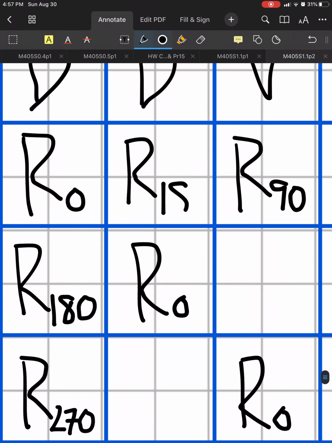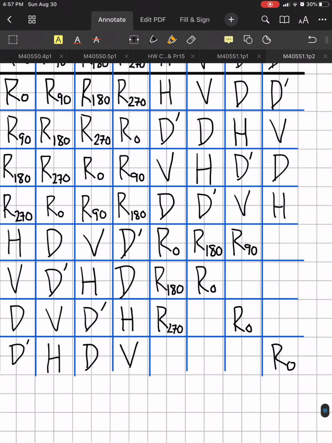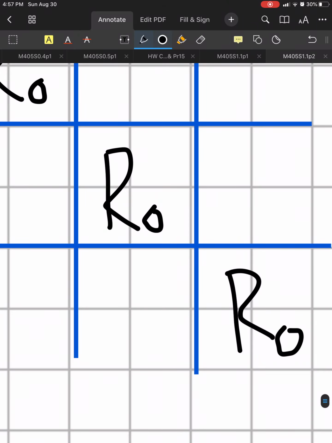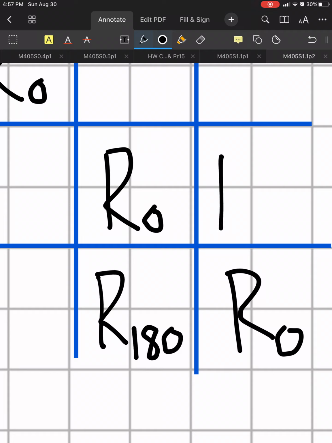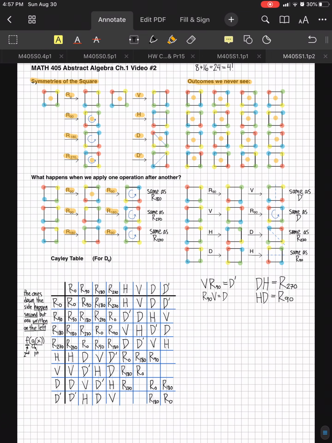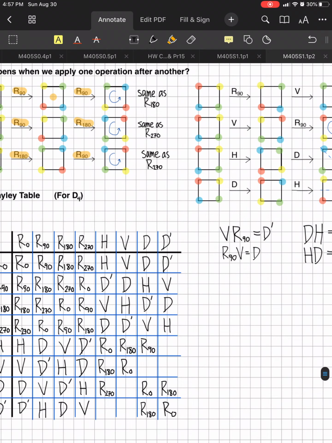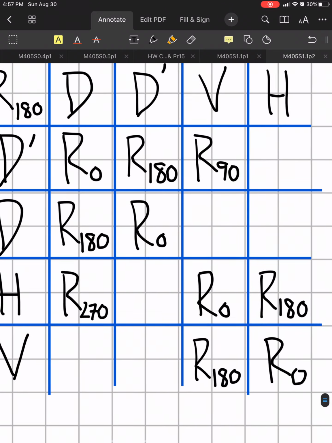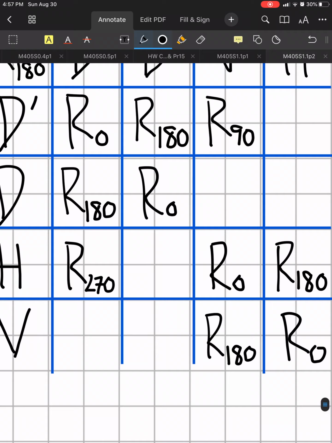We find pretty quickly that the same thing happens if we do D and D prime, R180, R180. So D followed by D prime flips everything opposite of where it was to start with. And that really means we're pretty much done. I've just got to fill these in.